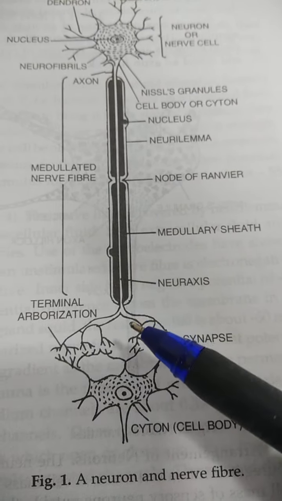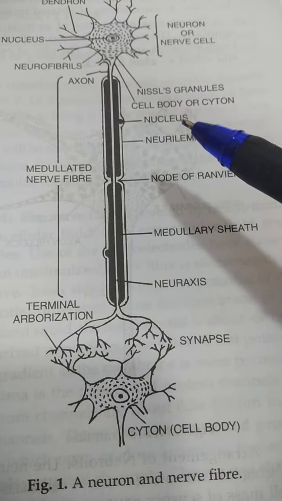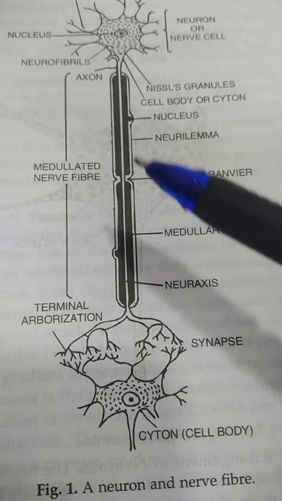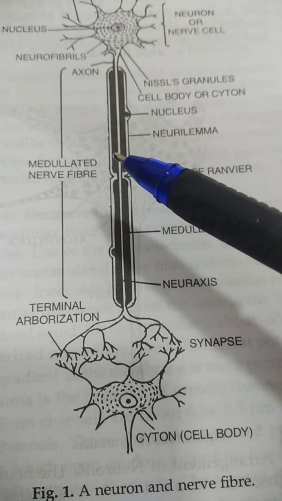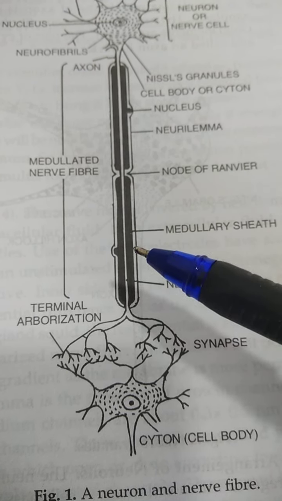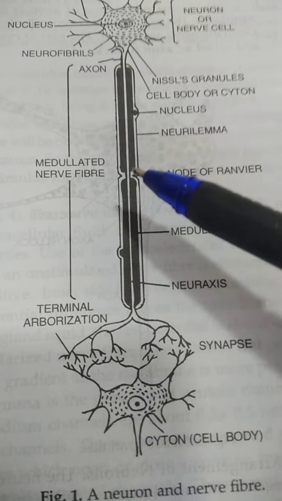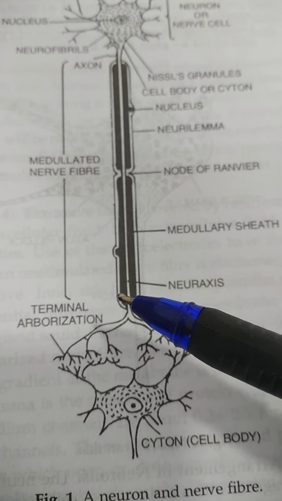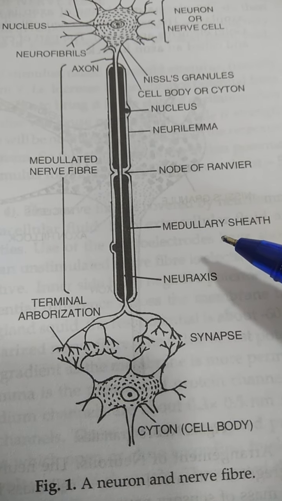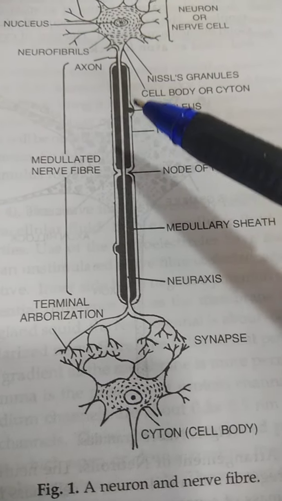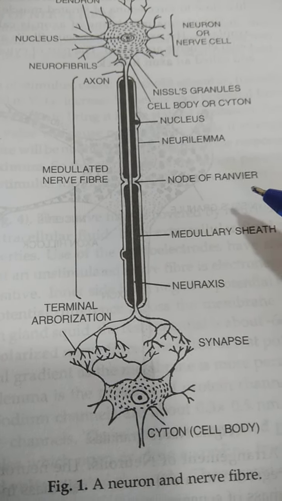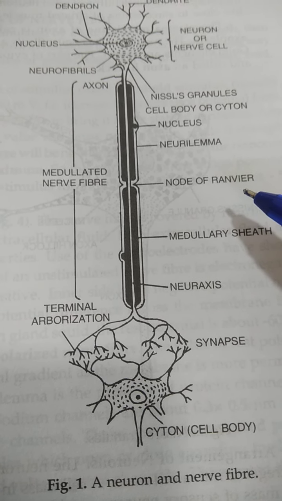If you come to this nerve fiber, this is the medullated nerve fiber. Why do we call it medullated? Because inside is a small fiber, which is actually the neuroaxis. The one in the center is the neuroaxis, and it is surrounded by the medullary sheath. The black one is the medullary sheath, and that is the reason it is called the medullated nerve fiber. In between we have nodes present, which we call nodes of Ranvier, named after the scientist who must have discovered it.